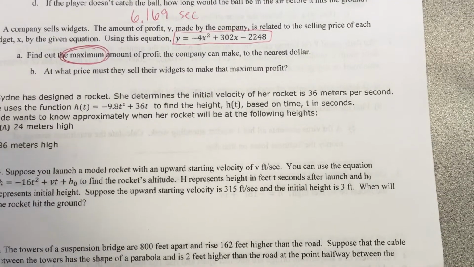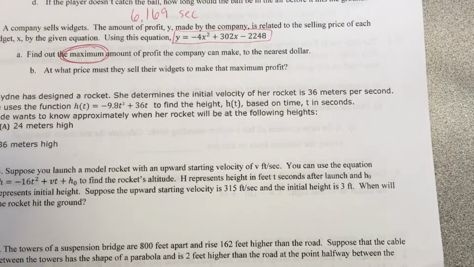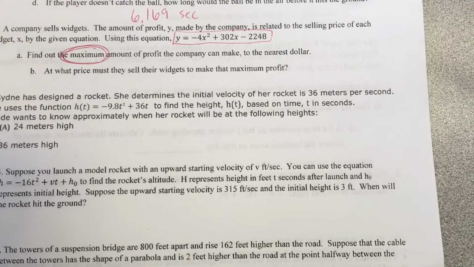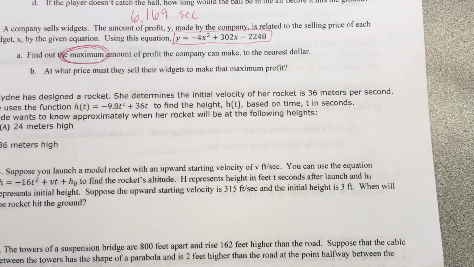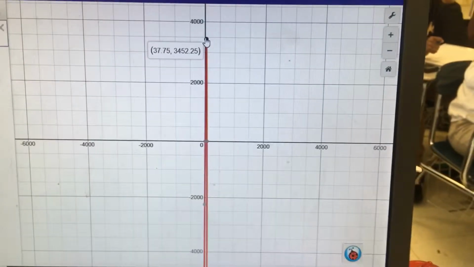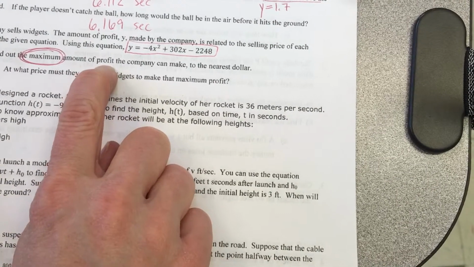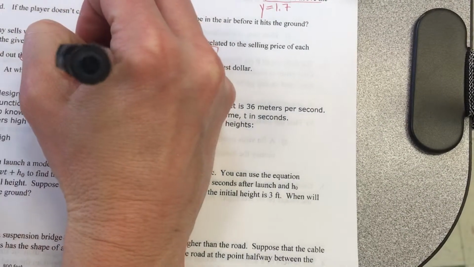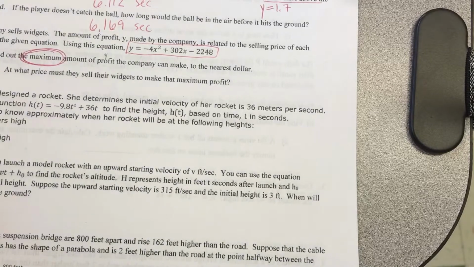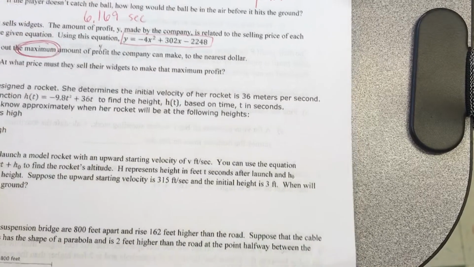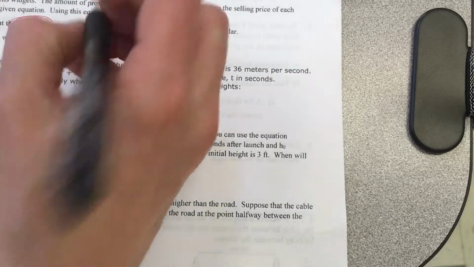All right, and the keyword was maximum, so I need to zoom out. Zoom out and click the maximum. The first thing says find the maximum amount of profit. Is profit X or Y? Why is profit Y? Anybody give me a concrete reason? Yep, because it's stated in the problem.